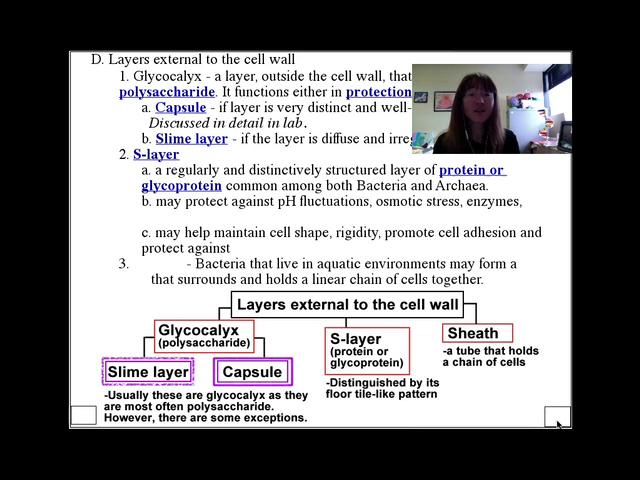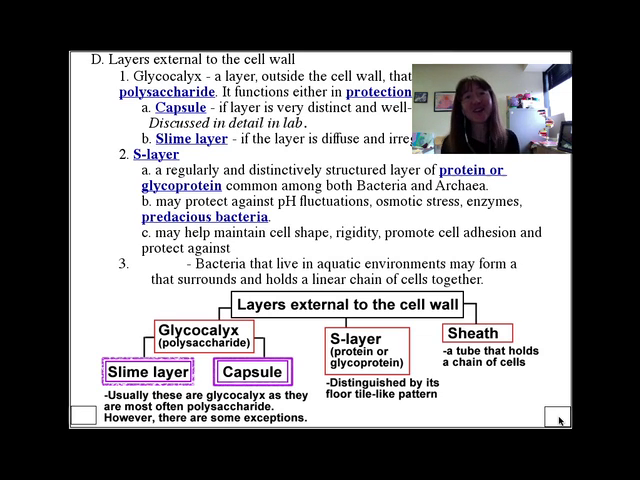So an S layer is a regularly and distinctively structured layer of protein or glycoprotein, common amongst both bacteria and archaea, so more than one domain of life. It may protect against pH fluctuations, osmotic stress, enzymes, and predaceous bacteria. This is the coolest thing, right? When you have a bacterium that likes to literally eat other bacteria.